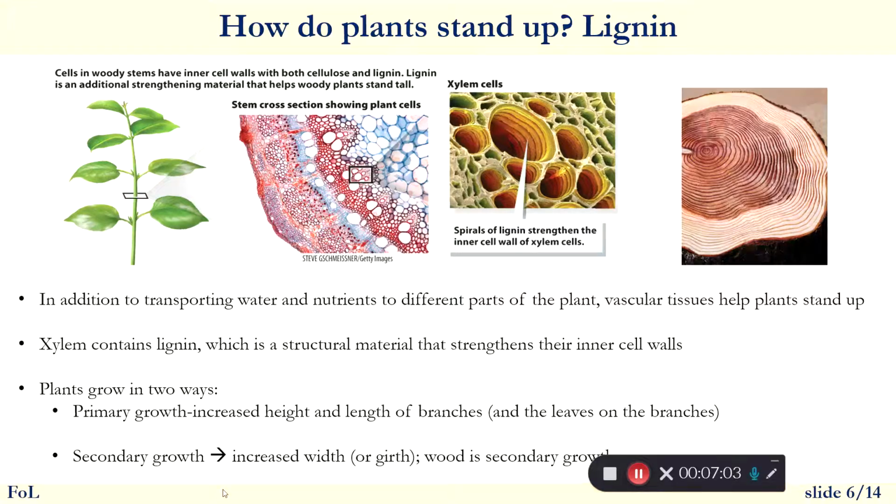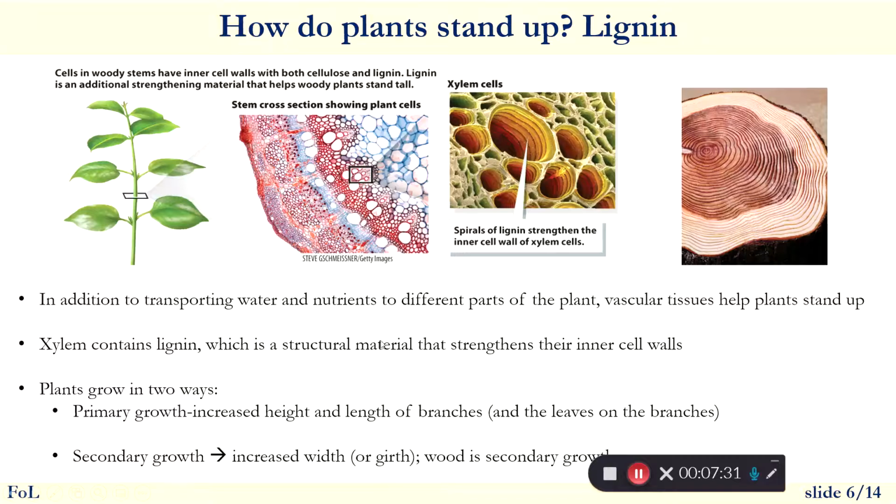And for this reason, we have two types of growth in plants. We have what we usually think of as growth, which in plants we call primary growth, where plants become taller, they grow higher, and their branches elongate, and that's one way to grow. And then there's secondary growth, and that's the increased girth or width of the woody tissue. So that's growing out.